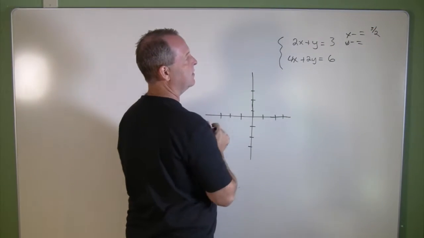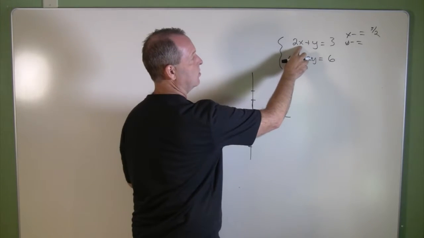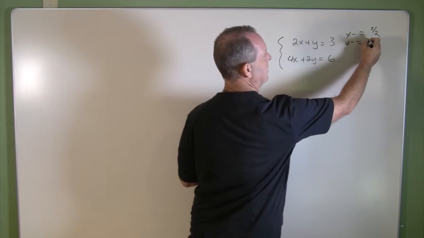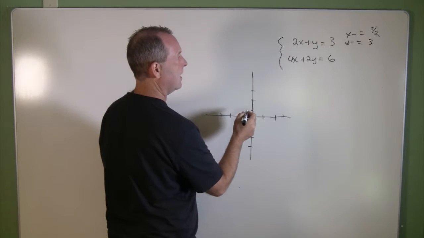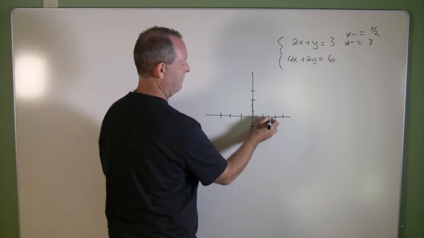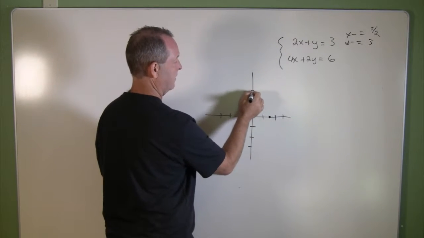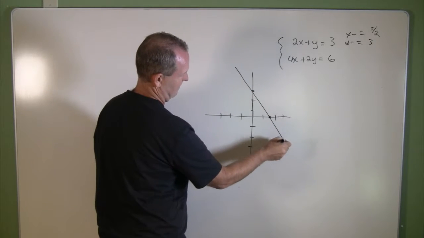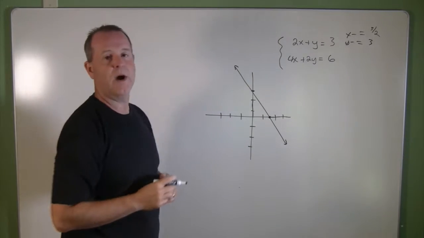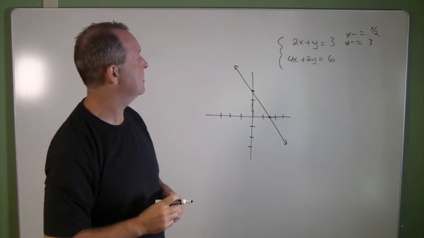Looking for my y-intercept happens when I set my x equal to 0. And so I get a y-intercept of 3. So we can graph that out. 3/2 is 1.5. 1, 2, 3, 3. And there's a rough graphical representation of the first line.